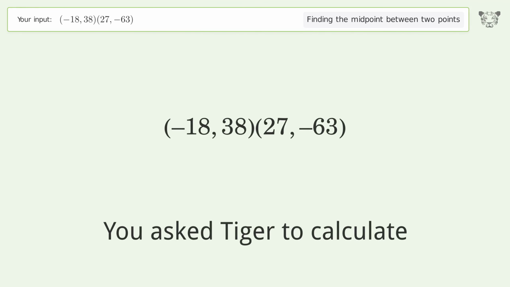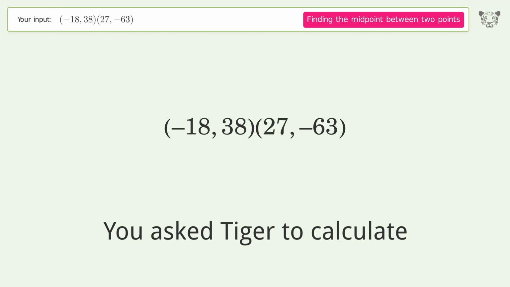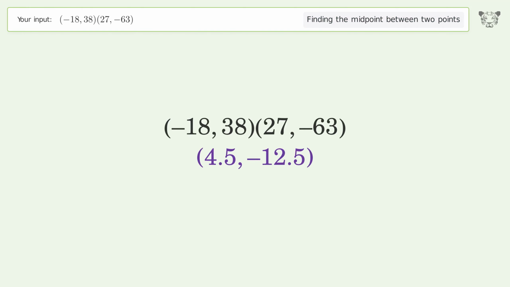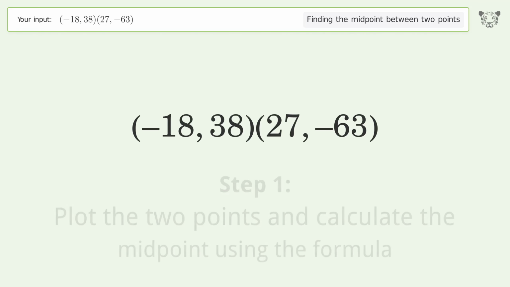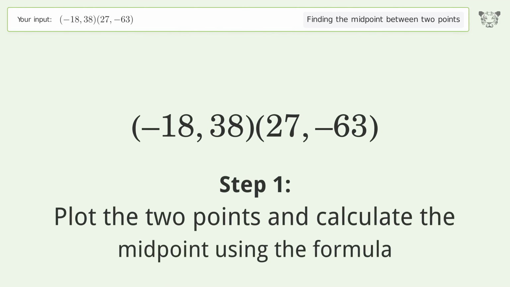You ask Tiger to calculate. This deals with finding the midpoint between 2 points. The midpoint between the 2 points is 4.5, negative 12.5. Let's solve it step by step. Plot the 2 points and calculate the midpoint using the formula.